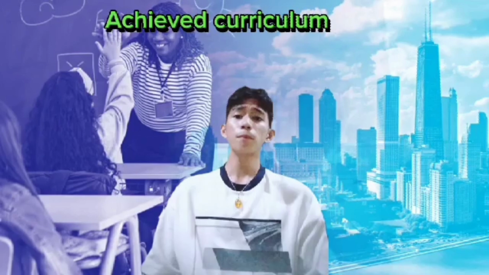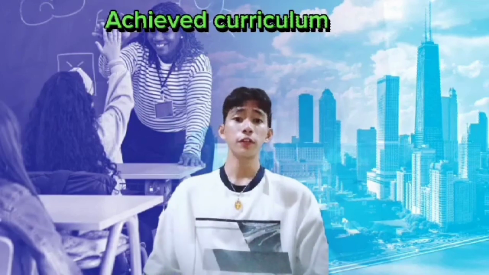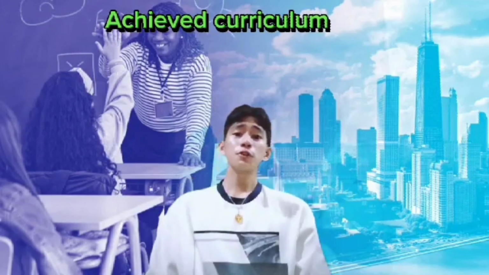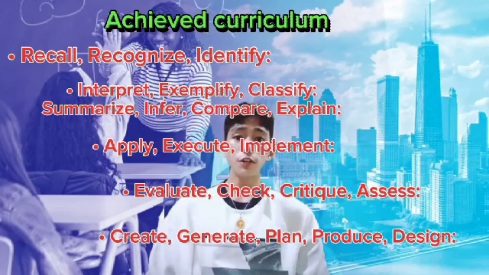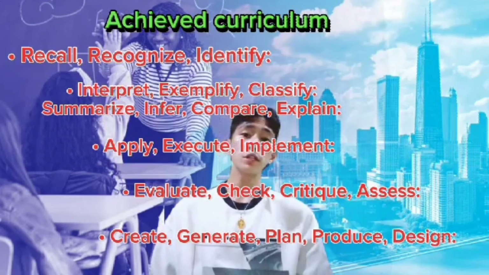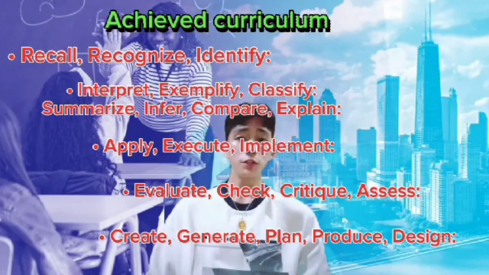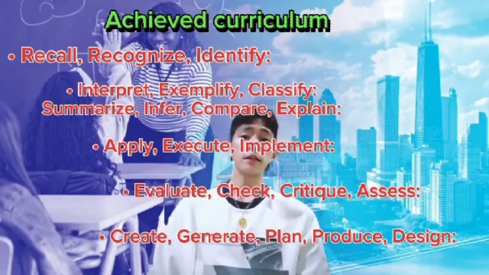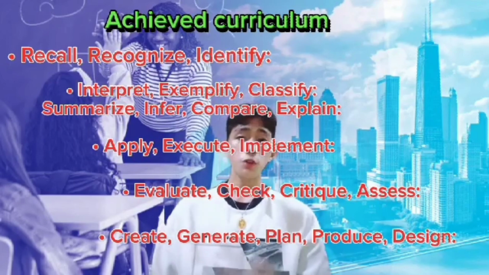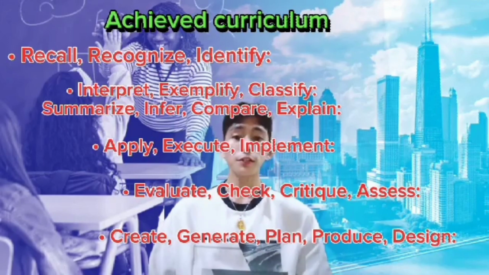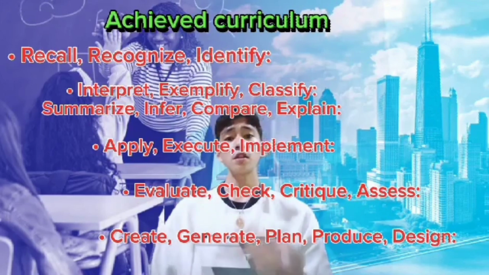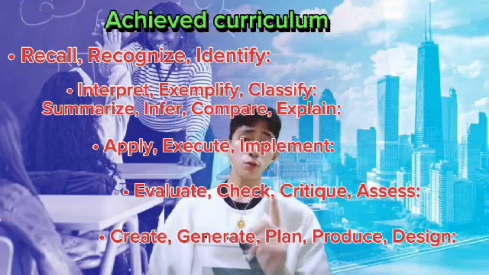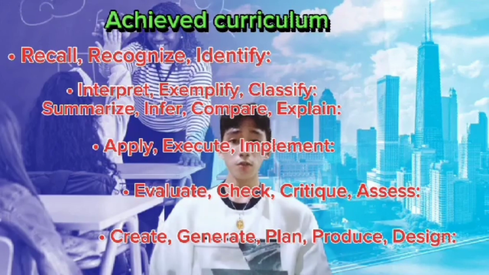The following are examples of appropriate assessments for different types of learning objectives. The first one is recall, recognize, identify: objective test items such as fill in the blank, matching, or multiple choice questions that require students to recall or recognize information. The second one is interpret, exemplify, classify, summarize, infer, compare and explain: activities such as papers, exams, problem sets, class discussions, or concept maps that require students to interpret, summarize, or explain information.